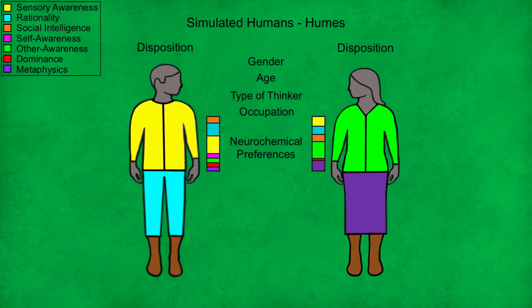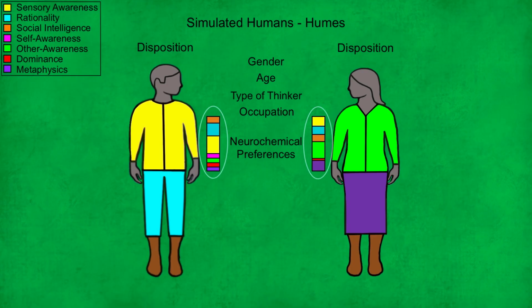So together, the first and second neurochemical preferences are the main brain processes that form the disposition of a hume. And as with real humans, the disposition is the way in which they contribute to their culture, which is an important aspect of the simulation, as we'll see. Only the top two brain preferences are presented for each hume, as represented by the colour of their clothes.